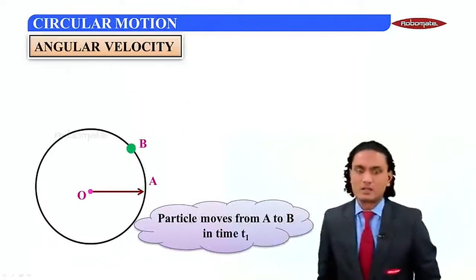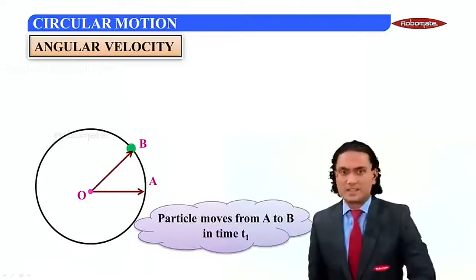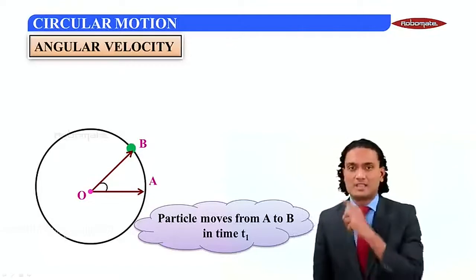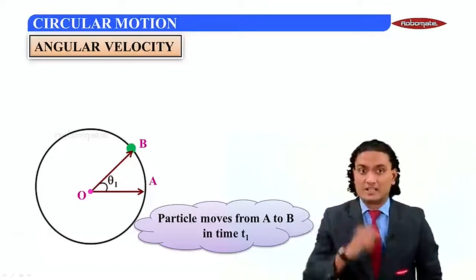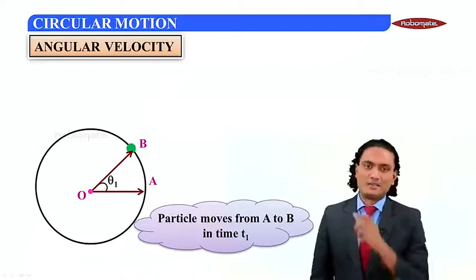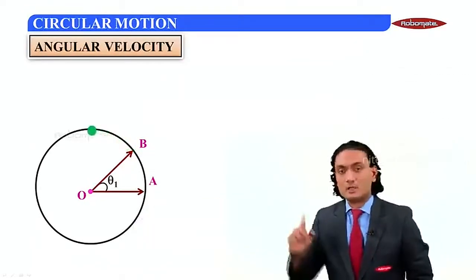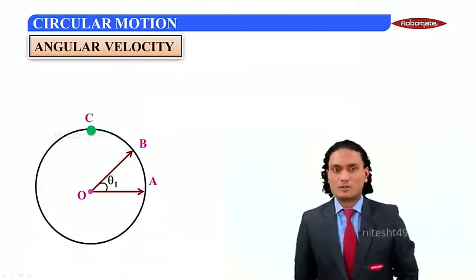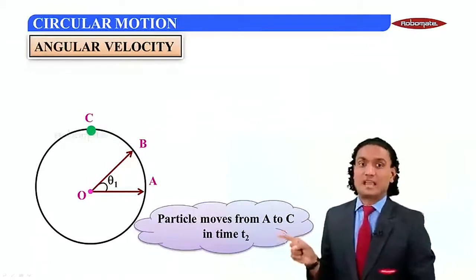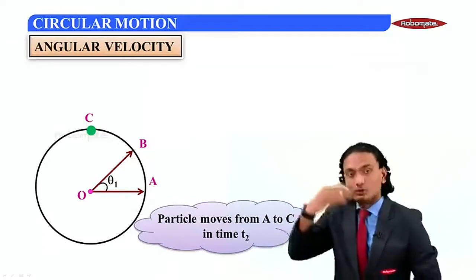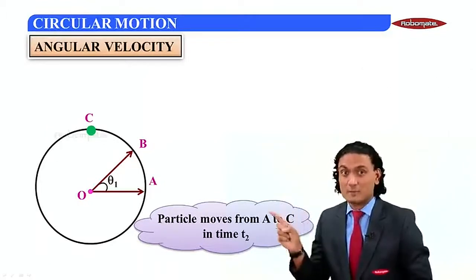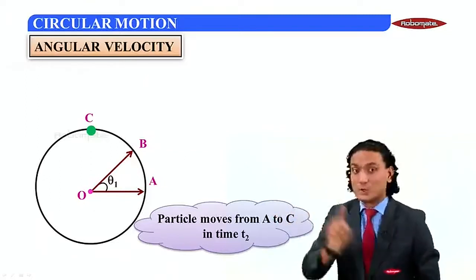Then now OB will become my radius vector, and as you see here, the radius vector has traced some angle. What angle? Yes, the radius vector has traced an angle θ1 in time t1. Is that clear? Fine. Now, again the particle is moving from position B to position C. Now hold on. This is very important. The particle is moving from A to C in time t2. So from A to C, it has taken time t2. Is that clear? t2 is not the time from B to C. t2 is the time from A to C.